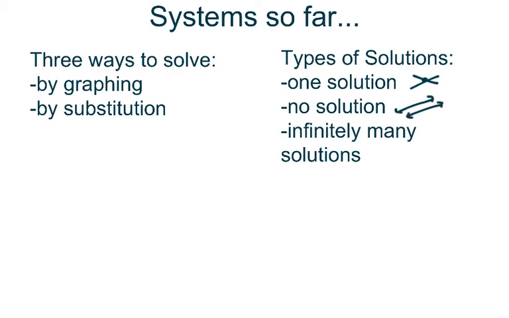Or sometimes you'll have infinitely many solutions where you'll be looking at what you think is just one line. If it tells you there's a system, it means they're the same line just on top of each other. There's two different lines, just written differently maybe, but they'll have the same slope and the same y-intercept. So you could have three types of solutions. One solution, no solution, or infinitely many solutions.